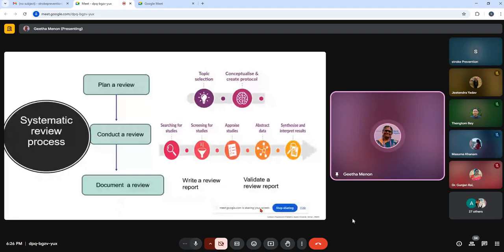Okay, so I was just saying these. So I'll continue. So the main characteristics of systematic reviews, as I said, it has clear set objectives and a reproducible methodology to follow.